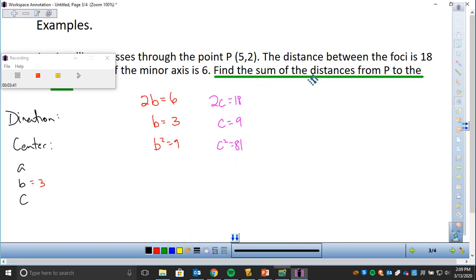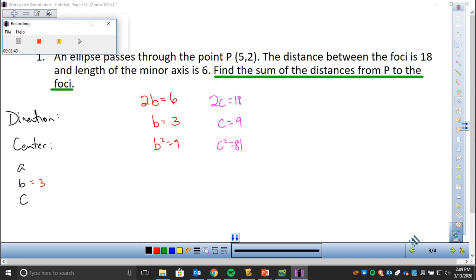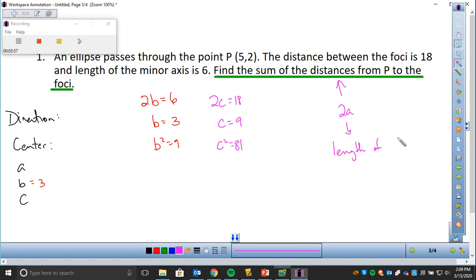So another way to think about this: the sum of the distances from P to the foci is also known as 2a, which is another way of saying the length of the major axis. When you see something like this, the sum of the distances from P to the foci, we're looking for the length 2a. So although we started setting this up as writing an equation, we don't even need that.